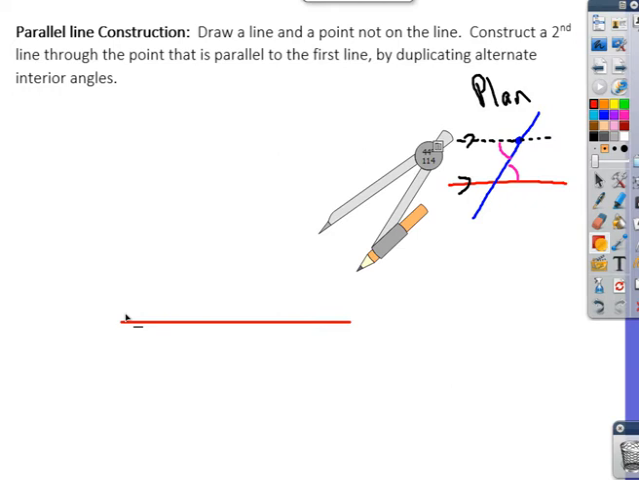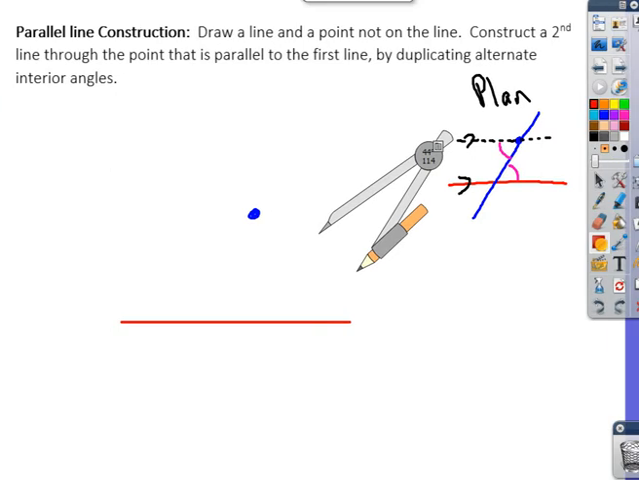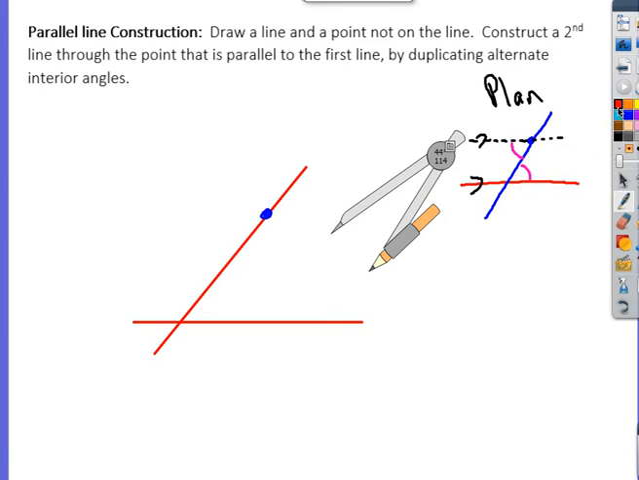Now what do we do? Like I said, you're all going to say it in unison. You draw the point, not on the line. And then we draw a transversal that goes through the point and the line. And we're trying to make parallel lines from this angle and this angle that we're going to eventually have. So how do we do that?